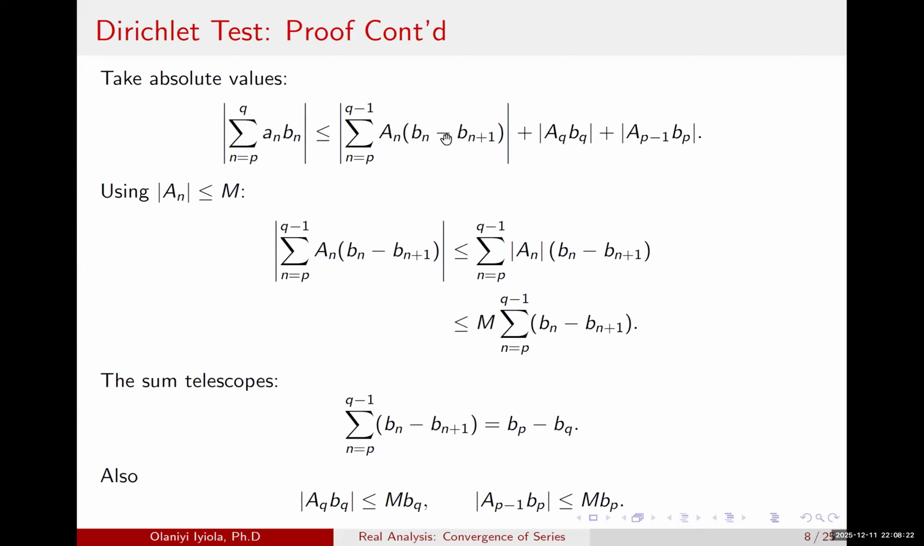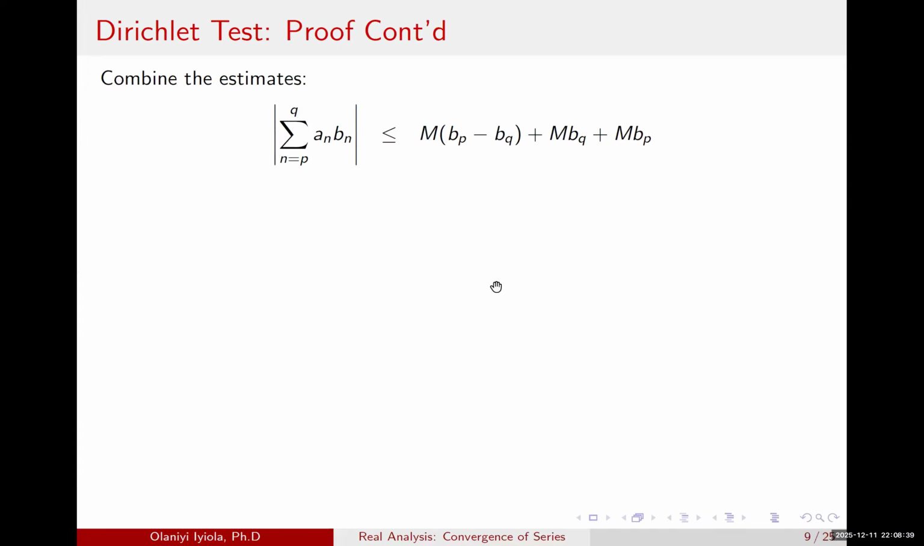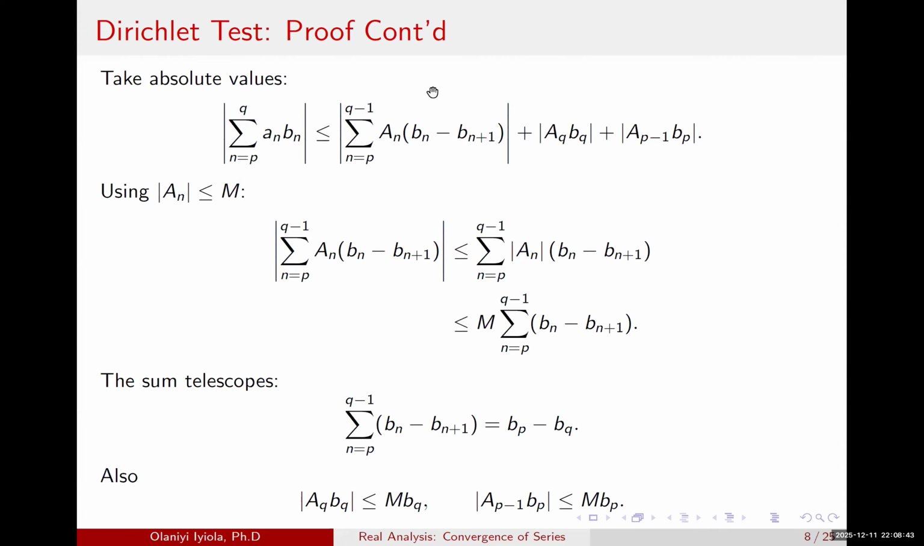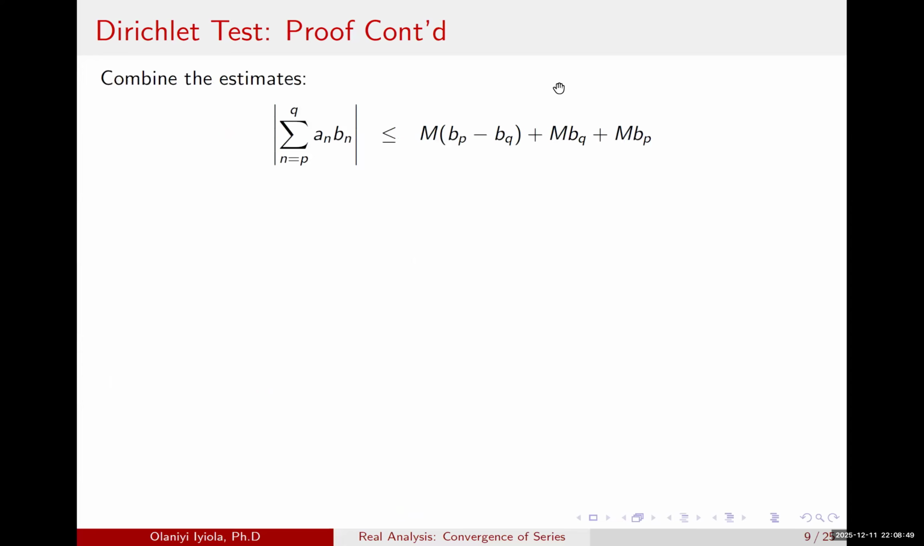Also, that's the first term that we just estimated the bound for. The second term on the right-hand side here, we can also bound because the partial sum is bounded by M. So we have this, and the third term, with A_{p-1}, is also bounded by M. All right, so if I plug everything back into the original sum, I know the bound for this, I know the bound for this, and I know the bound for the third term. Eventually, this is what I get.